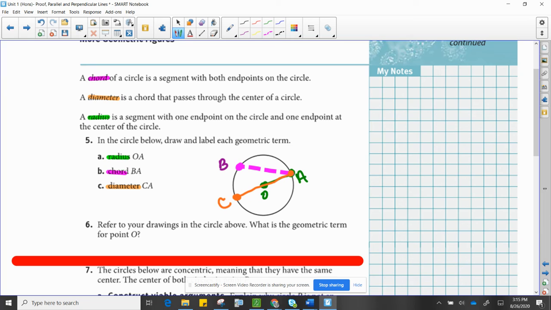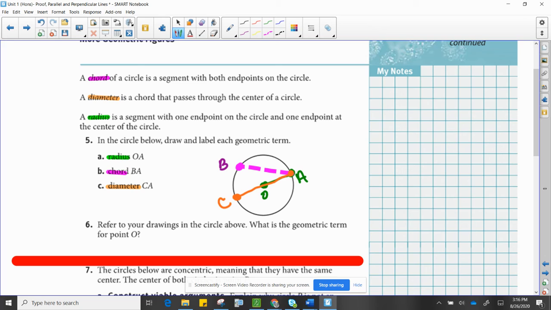So a diameter we kind of can think of as like a really long radius, right? Because it's two radii put together. It goes through the center of the circle and it goes the whole width of that circle. Okay. So again, a radius only goes from the center out. Diameter goes from end to end, passing through the center. And then a chord is just, it has two endpoints on the edge of the circle.